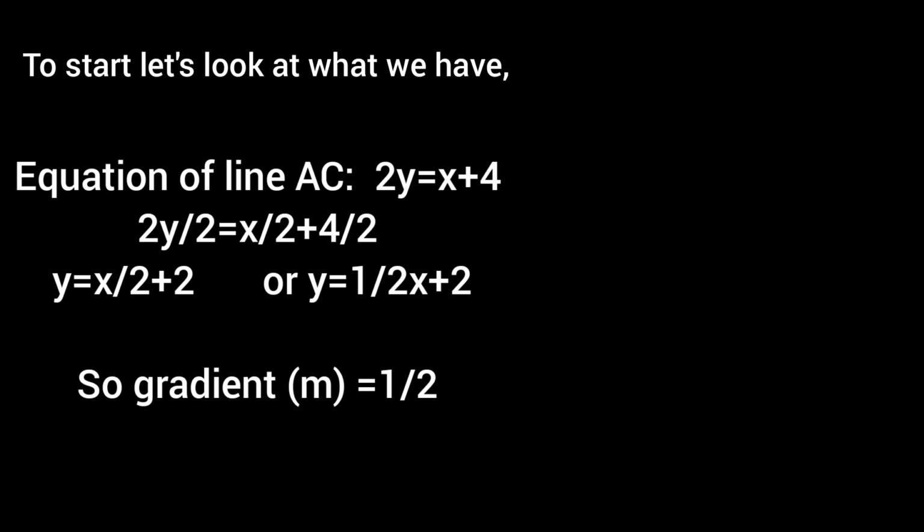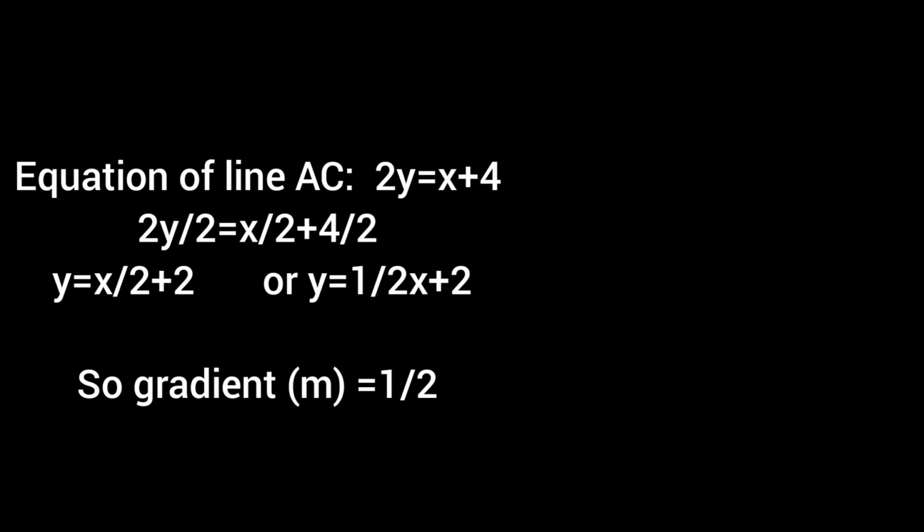So to start, let's look at what we have. The equation of line AC is 2y equals x plus 4, but this 2 is irrelevant because we only need y. So to get rid of this 2, we divide both sides by 2, leaving y equals x over 2 plus 2, or y equals a half x plus 2, meaning the gradient is a half. And it's that simple. Always note y equals mx plus c, only that format.